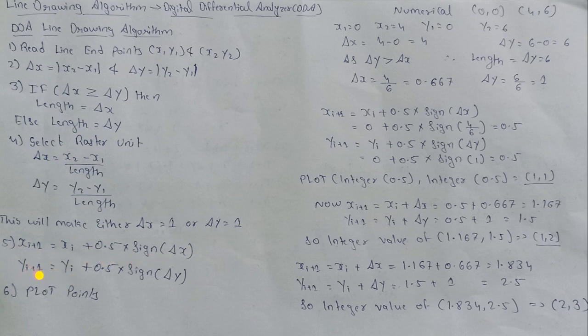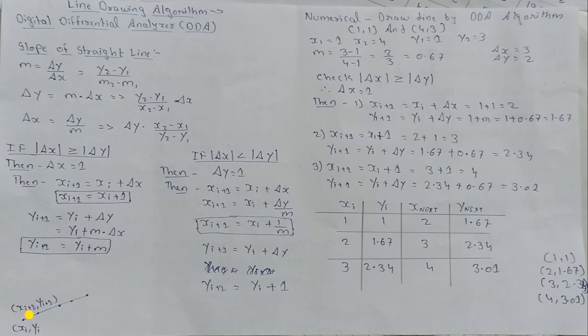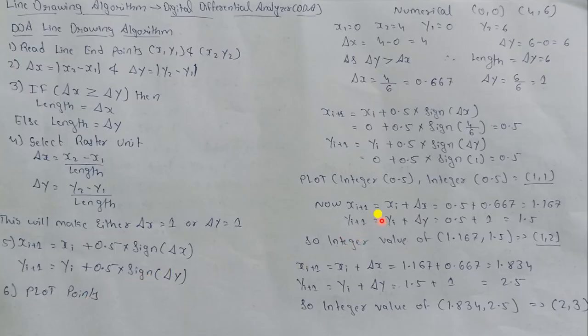Similarly, y_{i+1} is the next point. See here, this is x_i, y_i, the first point, and this is the second point, x_{i+1}, y_{i+1}. To find these points, we have to take the previous points, x_i, y_i, as the current points. I will explain when we do this table, and you will get it.